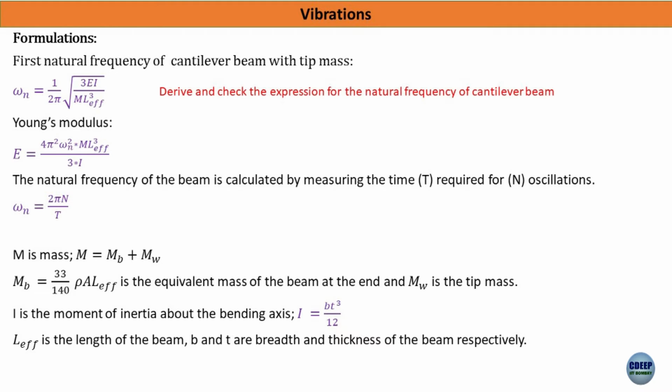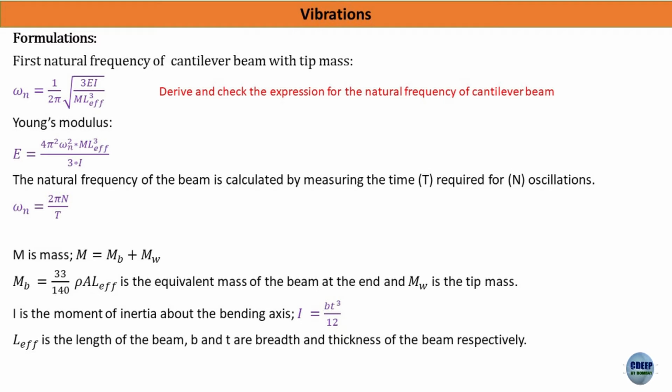Considering a massless beam with an end or a tip mass, the natural frequency of such a system is given by the formula omega n is equal to 1 by 2 pi into under root of 3 EI by m L cube. Here L effective is the effective length of the beam, which I will further explain in the experiment. E is the Young's modulus, I is the moment of inertia about the bending axis, and m is the mass at the tip. Rearranging this equation, we can write E in terms of the natural frequency, mass, effective length and the moment of inertia.